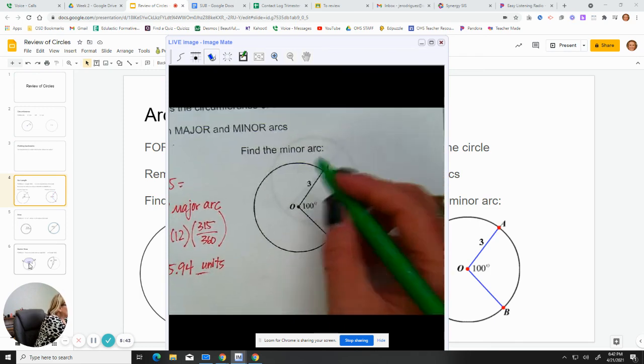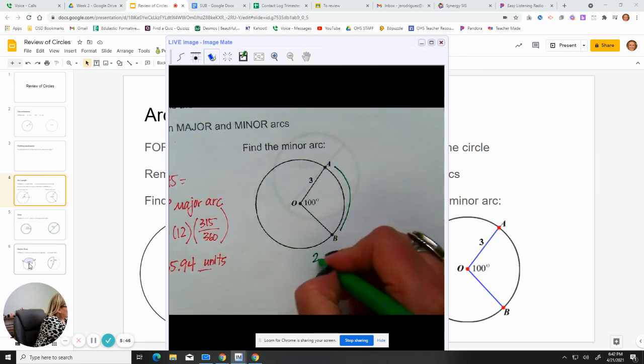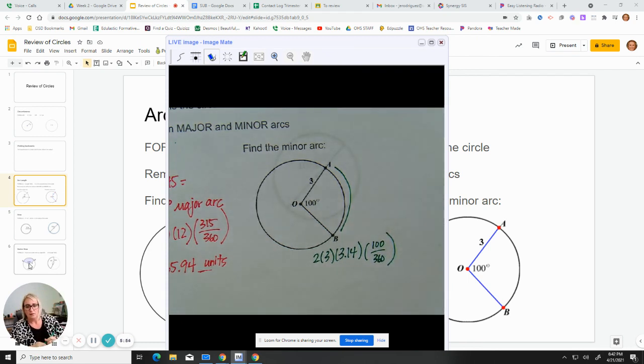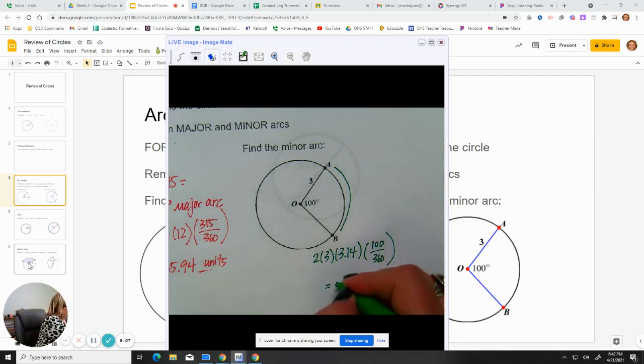So we again would just use our circumference formula, 2 times 3 times pi times 100 over 360. Okay, the circumference times the degree over 360. And when I plug that in, I get 5.23. Okay, so if you know how to find the circumference, you definitely can find an arc length because you're just multiplying it by that piece of the circle.